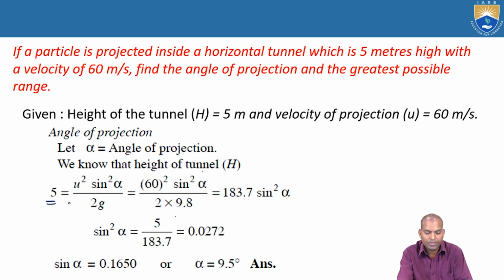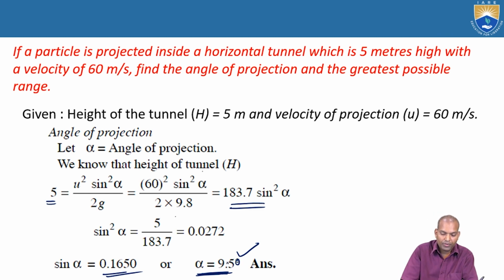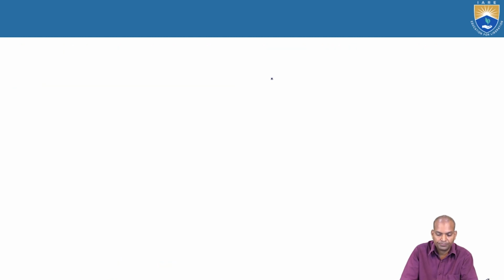Height h equal to 5 meters, u square sine square alpha by 2g, that is 60 whole square sine square alpha by 2 times 9.8. That gives alpha equal to 9.5 degrees. Alpha equal to 9.5 degrees. That is the first objective, the angle of projection.